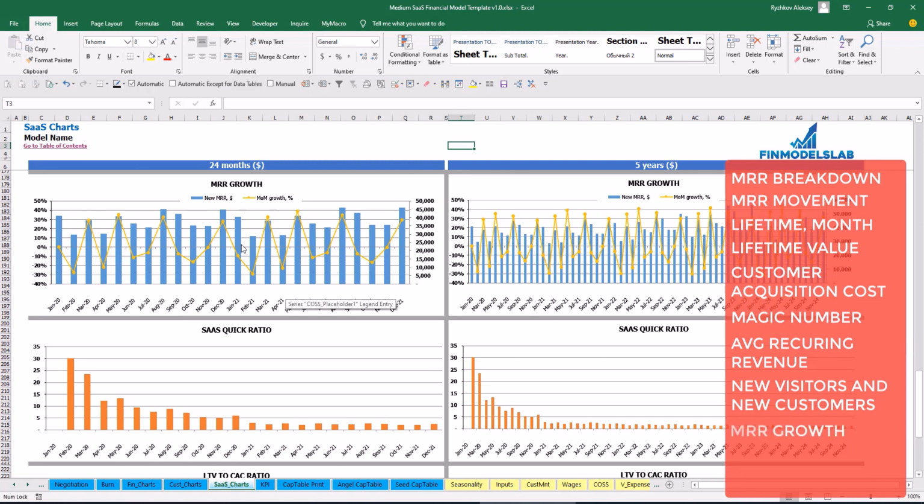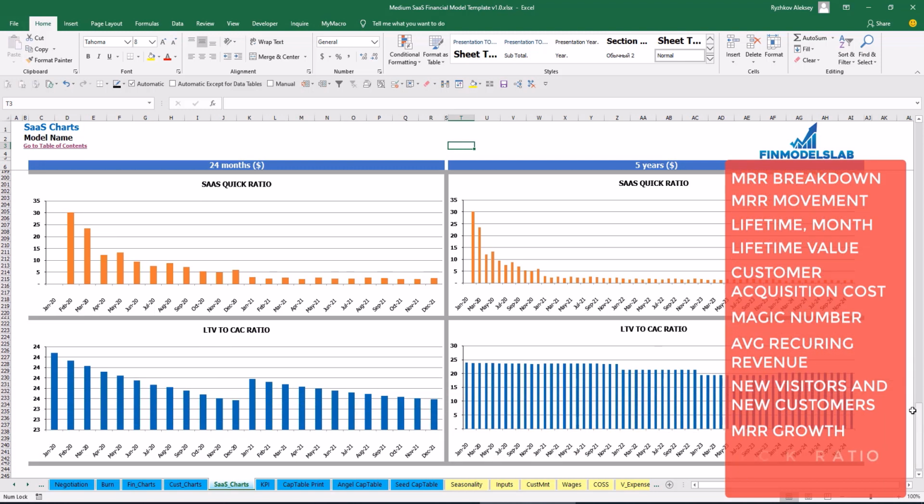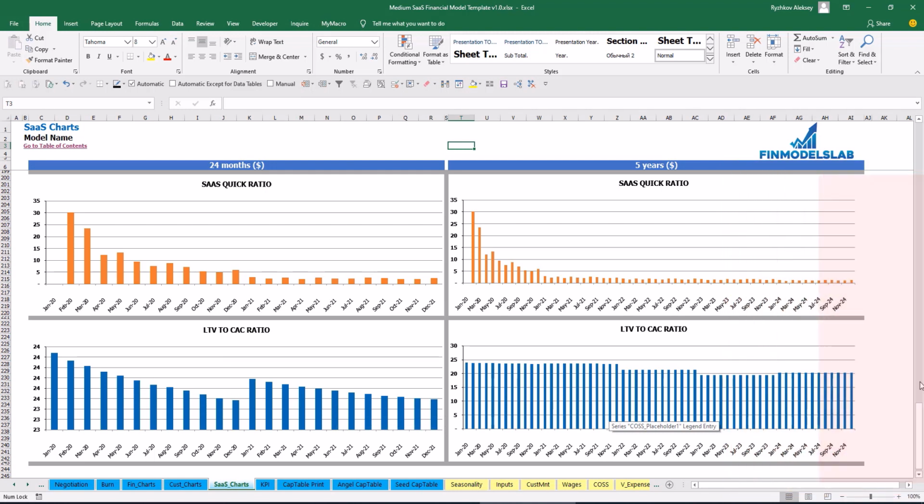The MRR growth, which shows you the new MRR in dollars and month-over-month growth of MRR. The SaaS quick ratio, which shows you the ratio between new MRR divided by churned MRR. And one of the important SaaS KPIs, LTV to CAC ratio, it should also always be more than 1. In this case it is minimum, I would say this is 20, so the business works very well in this case. Yeah, that's it for this tab.